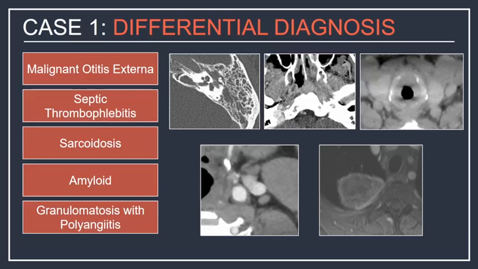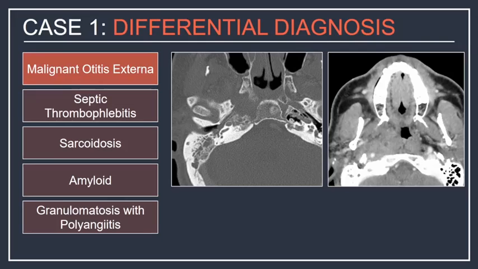For a differential diagnosis, the first thing that they were worried about, certainly, was malignant otitis externa. So with malignant otitis externa, we expect to see disease in the external auditory canal with involvement of the skull base, as we see in this example, and soft tissue thickening in the nasopharyngeal region.